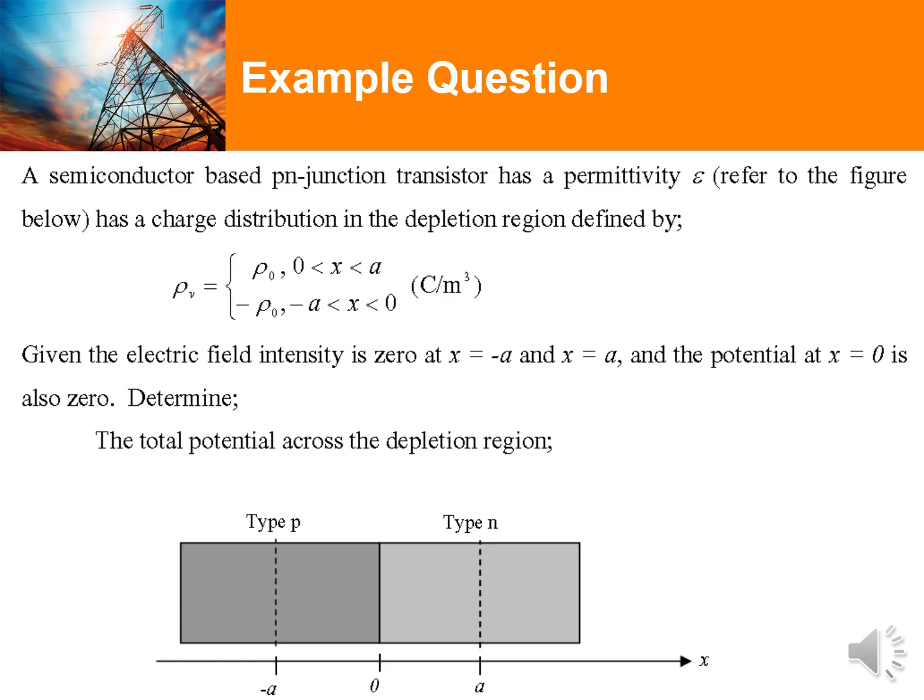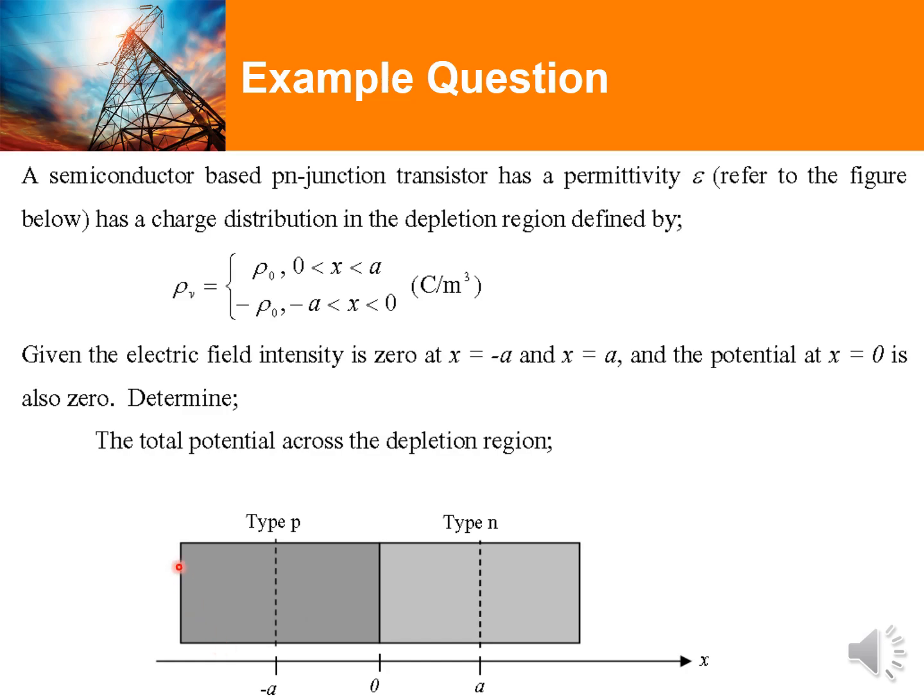Let's look at an example question using uniqueness theorem. Supposedly we have a semiconductor-based p-n junction transistor that has a permittivity of epsilon and a charge distribution in the depletion region defined by rho v equivalent to rho naught in the region where x is between 0 and a, and rho v equivalent to negative rho naught when x is between negative a and 0.